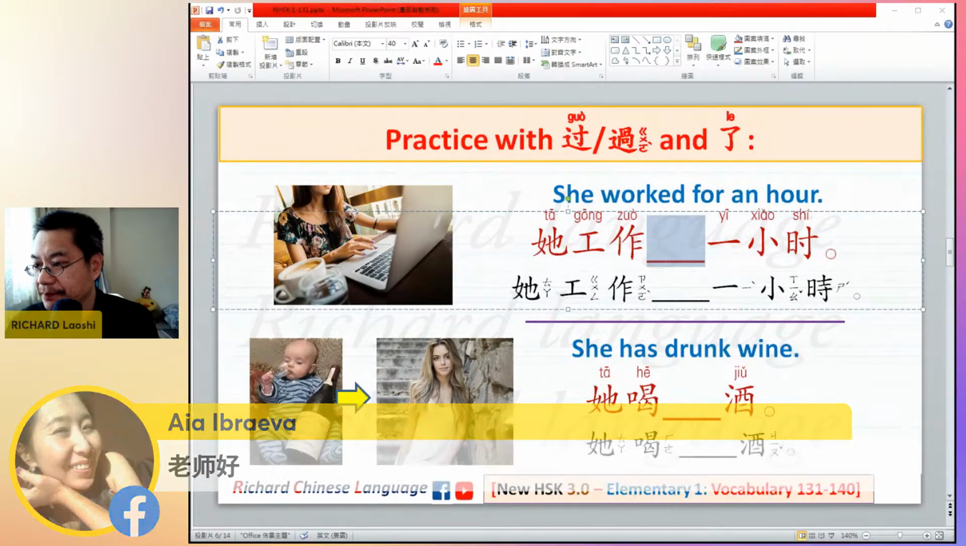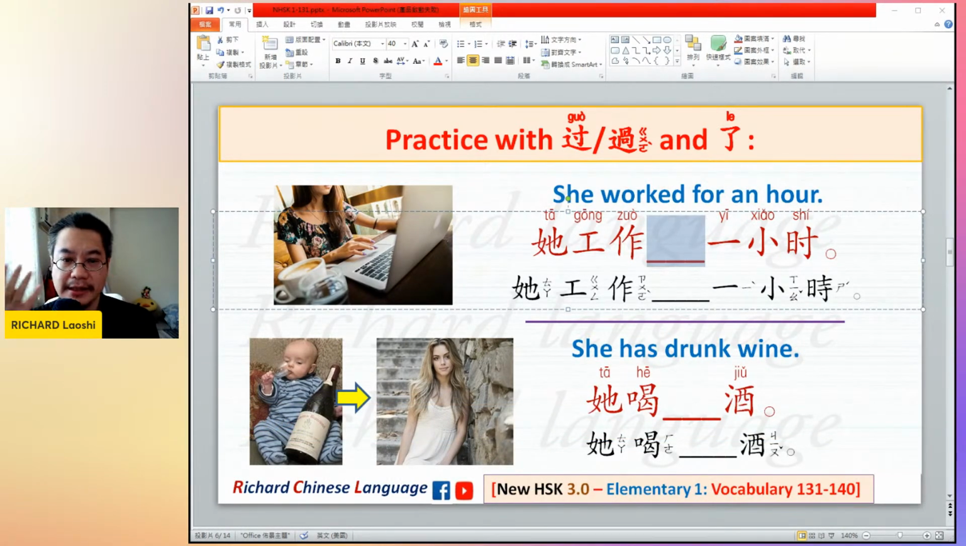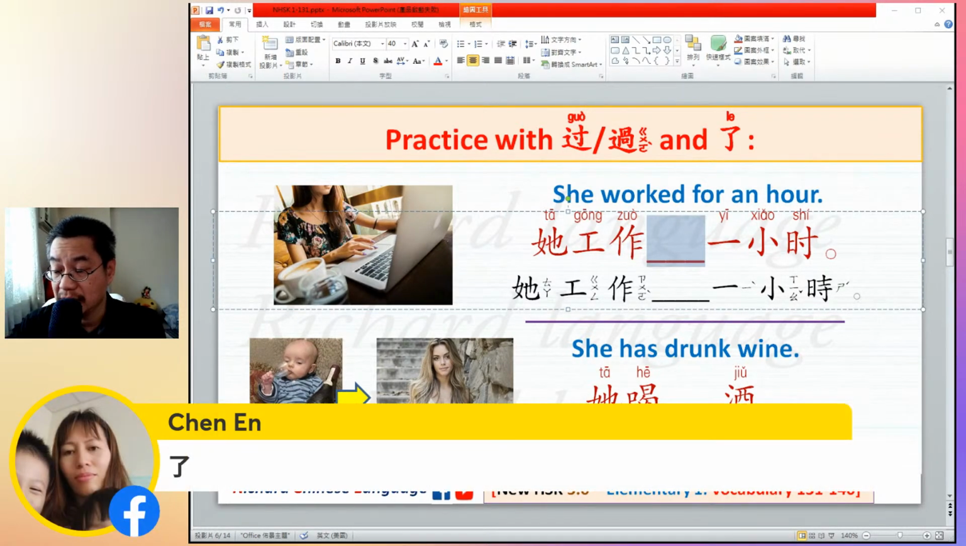Hello, Aya. Okay, so what's the answer for the first sentence? 她工作了 or 她工作过. 工作 means work. So she worked for an hour. Okay, Ancient 了. 她工作了1小时. Okay, can anyone else tell me the answer? 她工作过 or 她工作了1小时. 1小时 means 1 hour. Very good, Ancient.